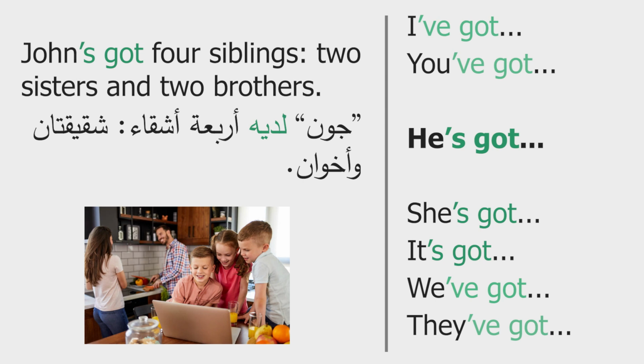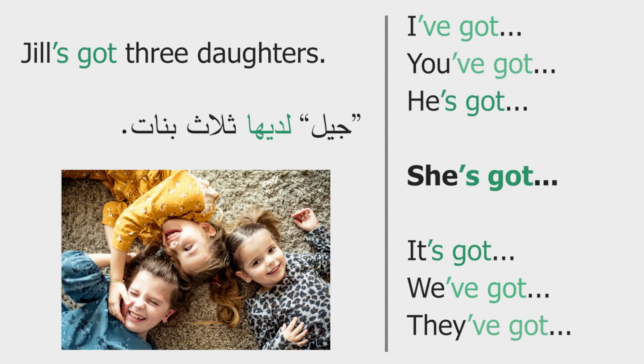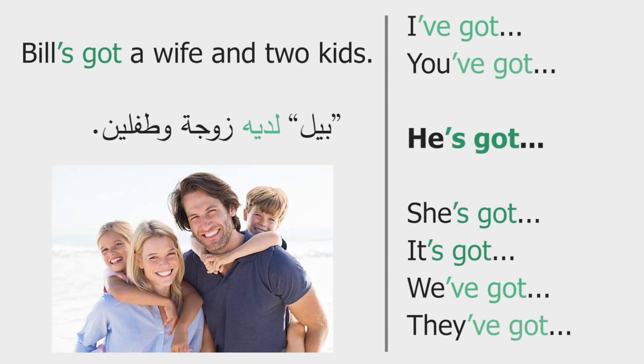John's got 4 siblings, 2 sisters and 2 brothers. Jill's got 3 daughters. Bill's got a wife and 2 kids.